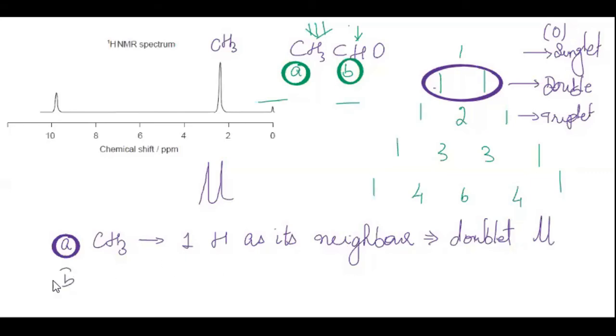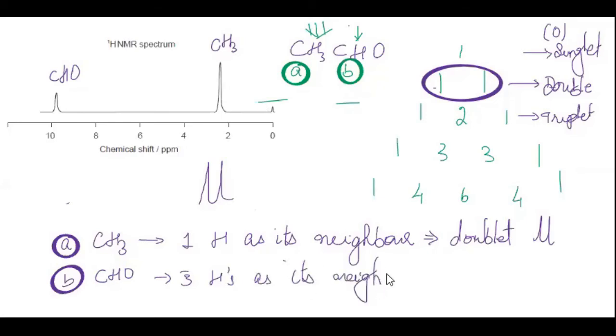Coming to B, this is CHO, the hydrogen in CHO. This has 3 hydrogens as its neighbor. Now, coming to CHO, which is here, it is having 3 hydrogens as its neighbor. This is from the CH3. 3 hydrogens are there on CH3.